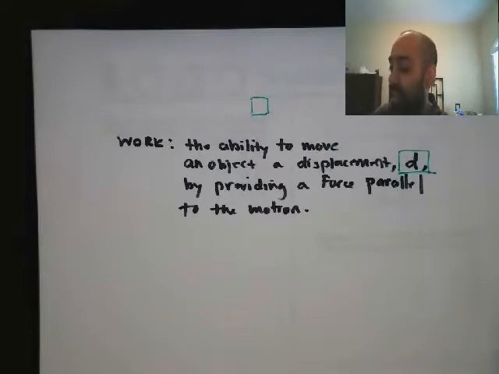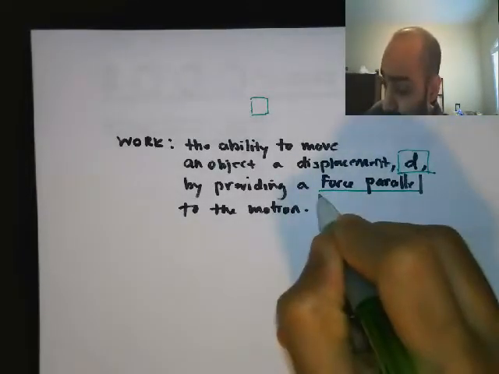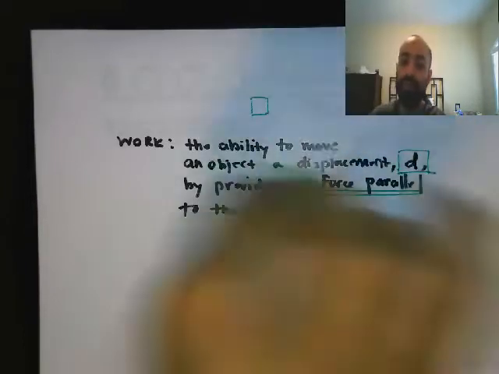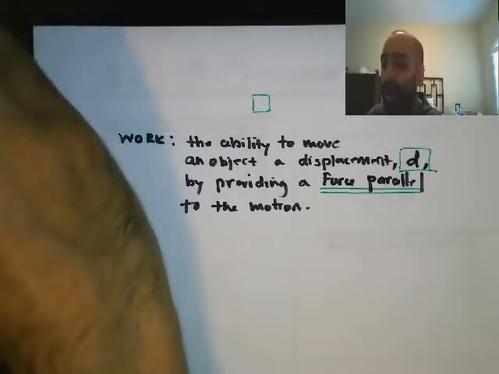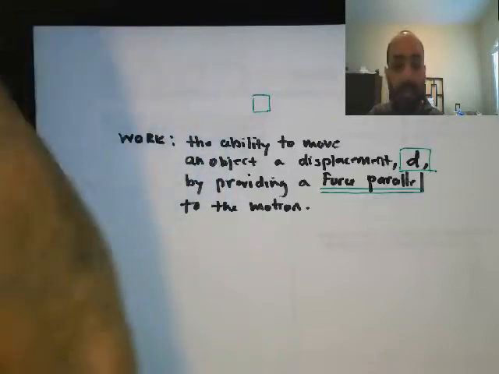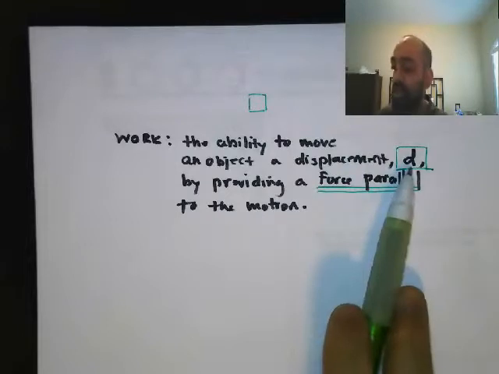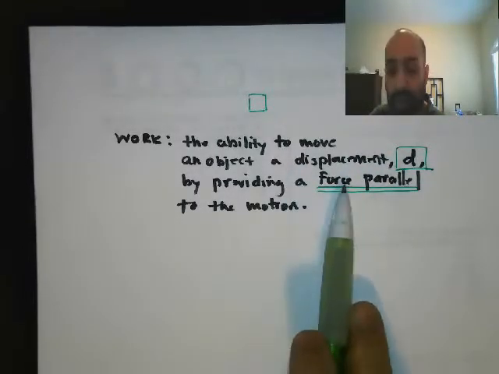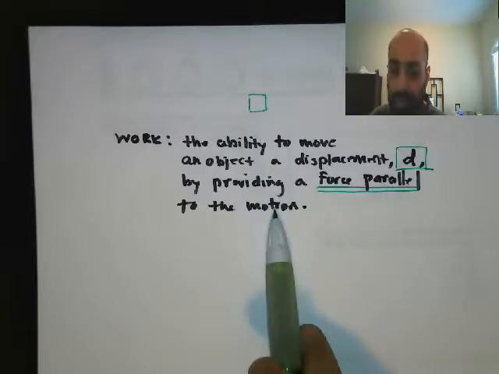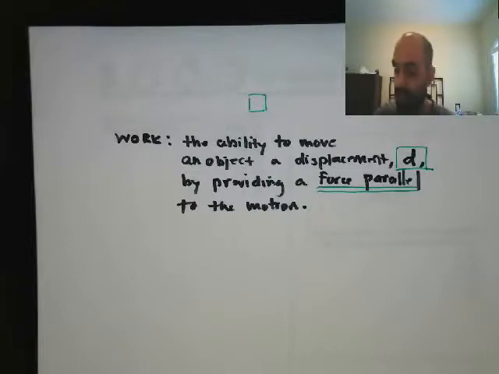Now the question is, who provides that force or that work? The work is always going to be done by a force that is parallel to the motion. If an object is moving and a force is acting on that object, but that force is not in the parallel direction of the motion, then that force is not responsible for any work. Okay, so a couple key factors. An object has to move a distance d, and it has to be done by a force that's parallel to that actual motion.